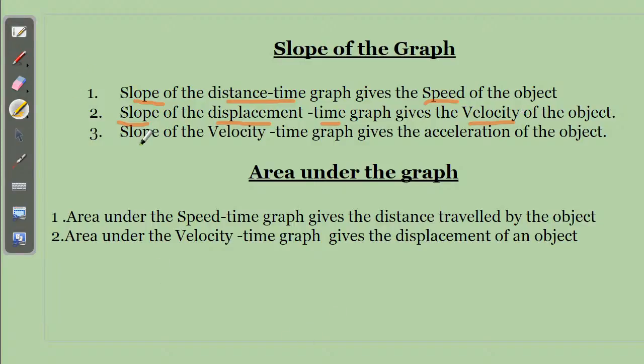Similarly, you calculate the slope of a velocity time graph. Velocity time graph means the velocity will be taken along the y-axis and time will be taken along the x-axis. You calculate the slope, you are going to get the acceleration of the object. So if you want to calculate the acceleration of an object, you have to calculate the slope from the velocity time graph. Now, if I am going to find out the area under the graph, what all things can I get? How we are going to calculate the area under the graph, I will explain with the help of numerical examples in the next video.